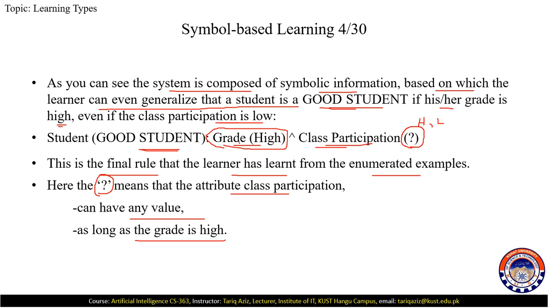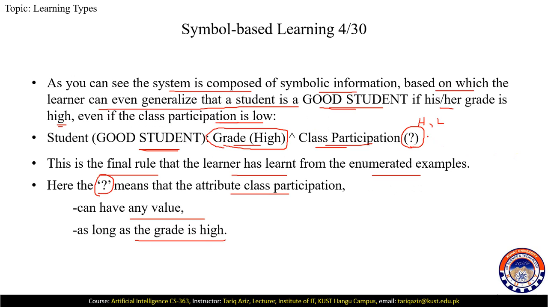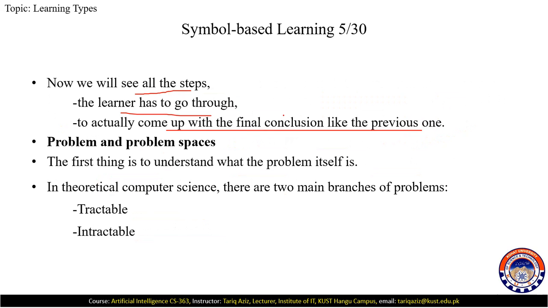Okay. Now, dear students, we will see all the steps. We just saw some of these steps, but not all of them. Now we will see all of the steps the learner has to go through to actually come up with the final conclusion like the previous one. Here it says how the learner generated this new rule, or how the learner learned this new rule. So we will go through all these steps one by one.